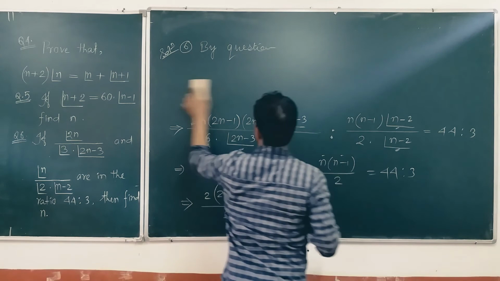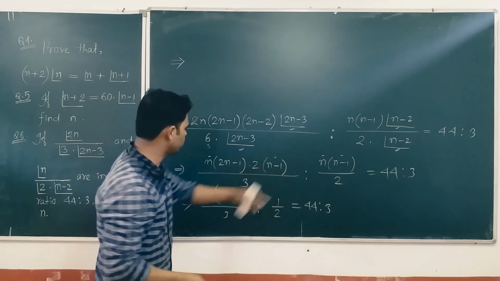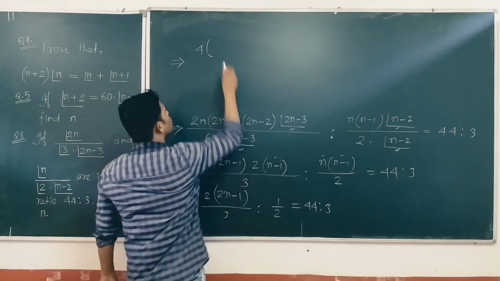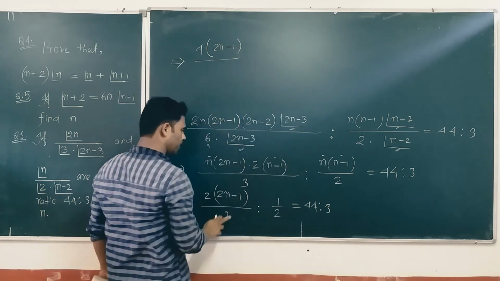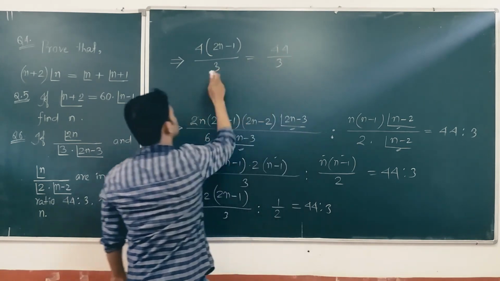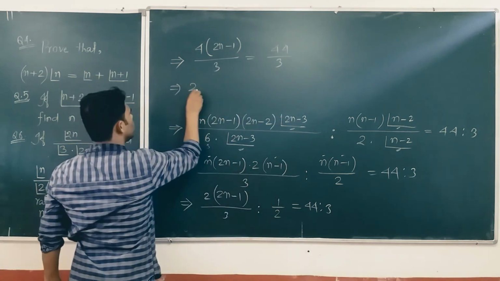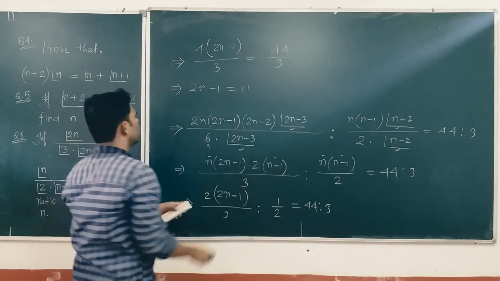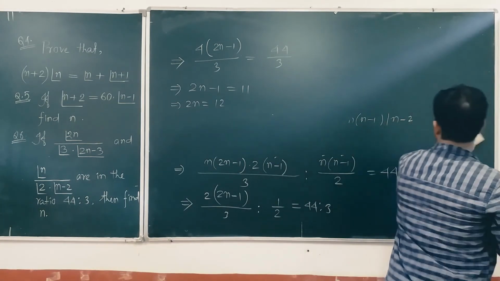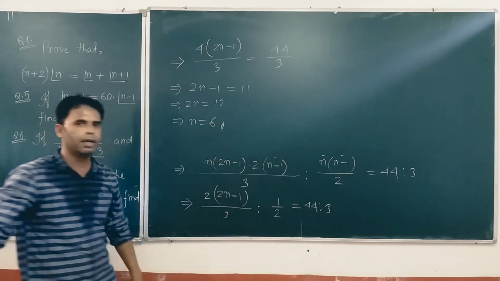So it implies the product will be reversed, so it is actually 4 into 2n minus 1 divided by 3 is equal to 44 divided by 3. 3 is cancelled from both sides, 4 can be cancelled in 44 11 times, so it is twice n minus 1 is equal to 11 simply, and from here twice n is equal to 12, which will give n is equal to 6, and that completes the solution of the problem.